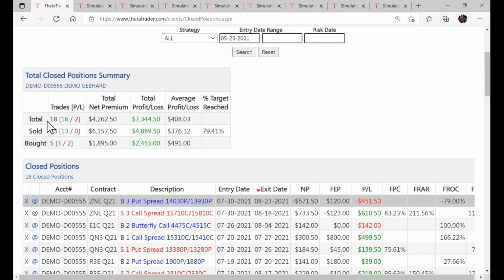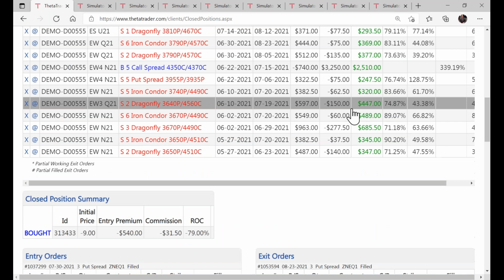You'll notice the summary here on this page: there are 18, 16 winners, 2 losers. Your total profit here. Short positions, there are 13 winners, 0 losers. And bought positions, 3 winners and 2 losers. And that makes sense, that most of the time your short positions will probably be winners compared to buying options, because those are a lower probability outcome, as we know.